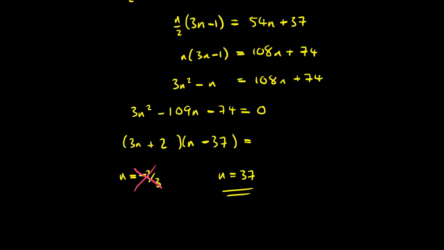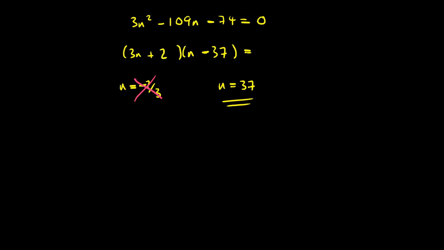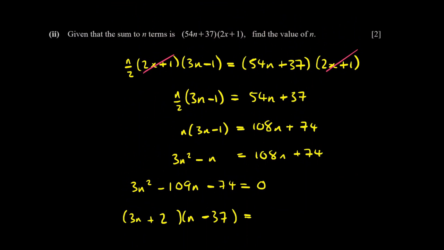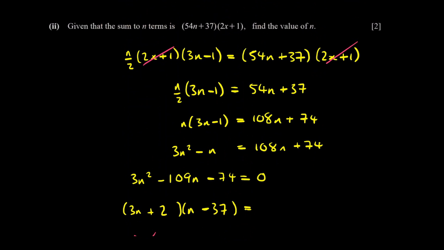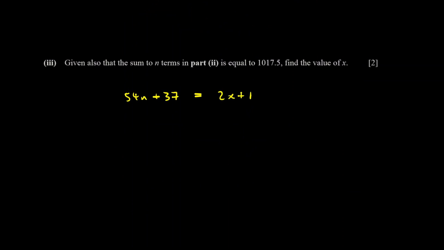All right, let's go down to part 3. So given also that the sum to n terms in part 2 is equal to 1017.5, what we want to do is to find the value of x. Well, okay, then we're just going to set it equal, aren't we? So 54n plus 37 times by 2x plus 1, let's do that. So 54n plus 37 is equal to 2x plus 1. Make sure I got that right. Oh, times by 2x plus 1, beg your pardon.